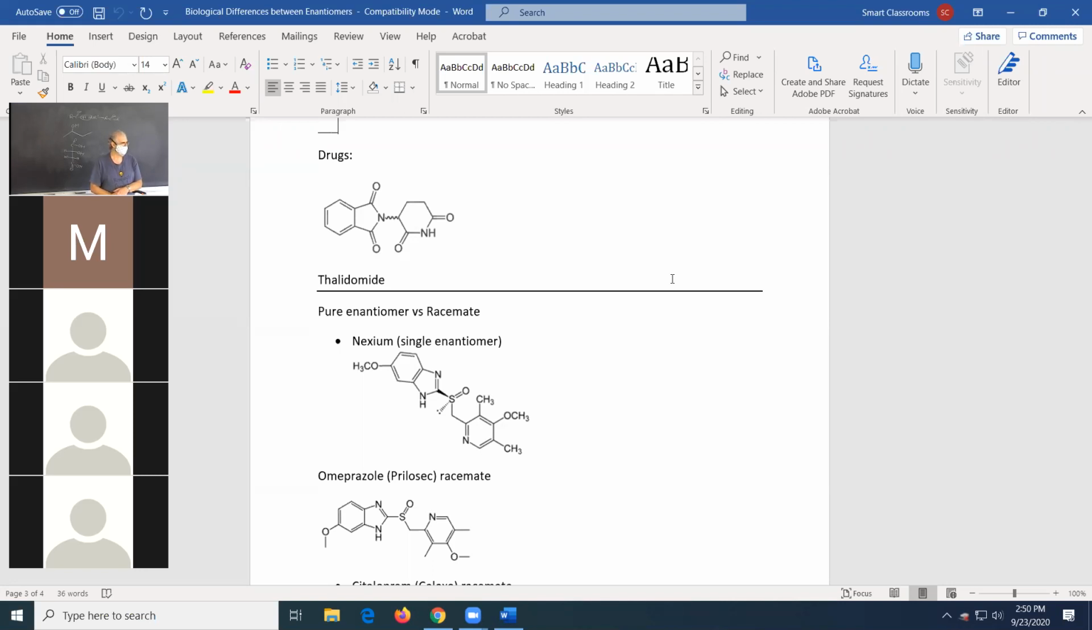It also can be used to treat a form of cancer called multiple myeloma, because it inhibits the formation of new blood vessels. Okay, and there's a book that was written about thalidomide. It was called Dark Remedy, which is a very interesting story.